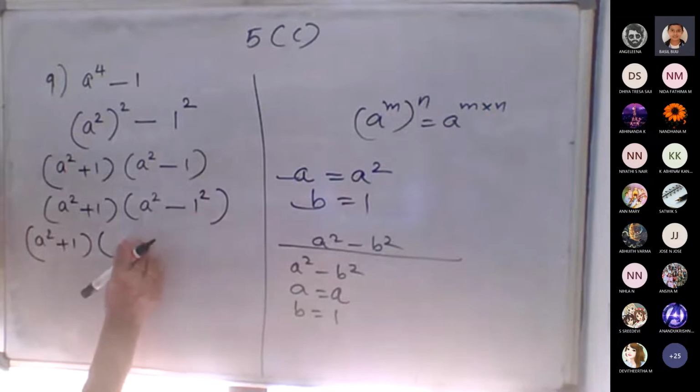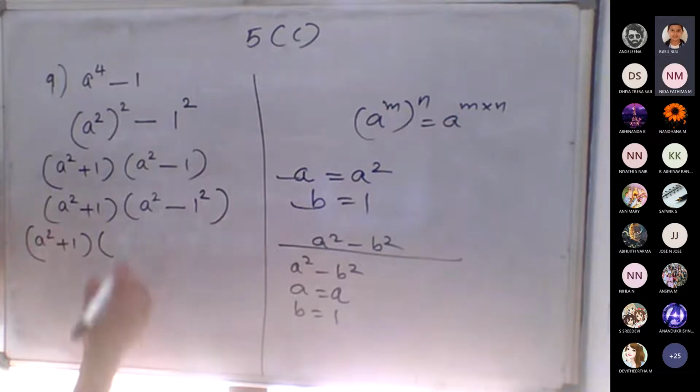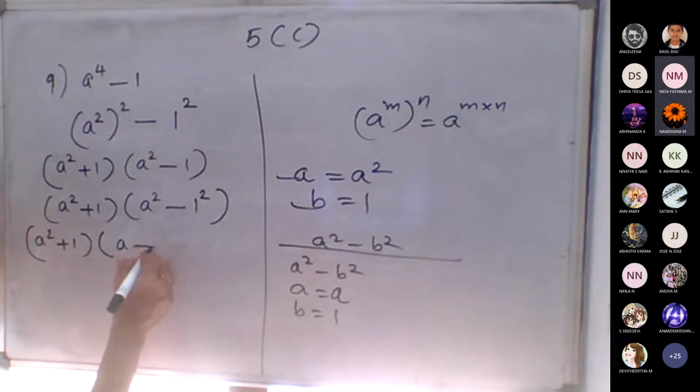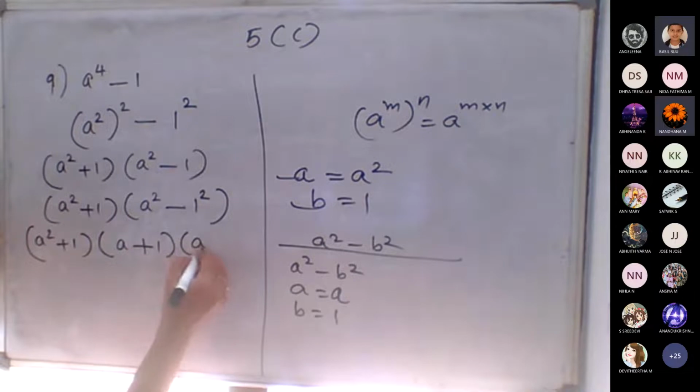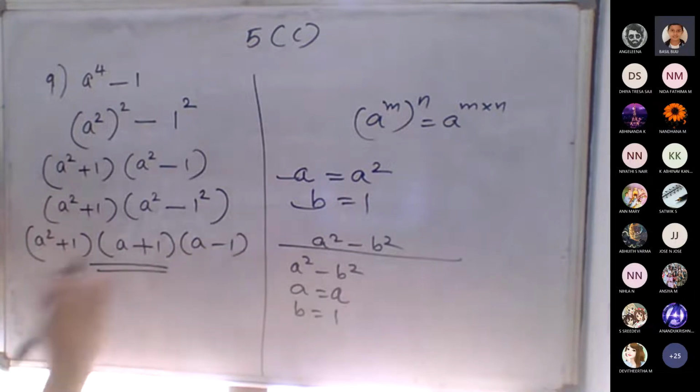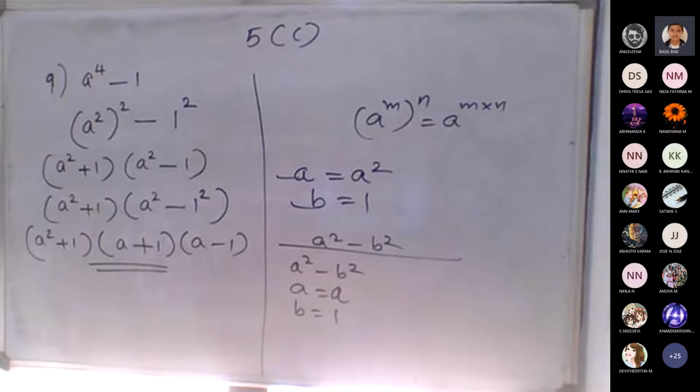So what I have to write here? a square plus 1 into a plus 1 into a minus 1. That is your final answer. Okay, question number 10.